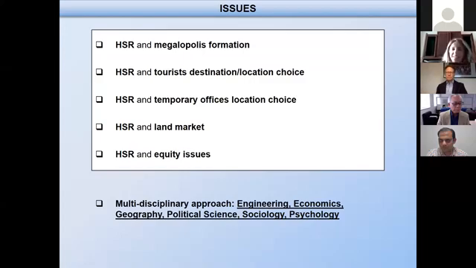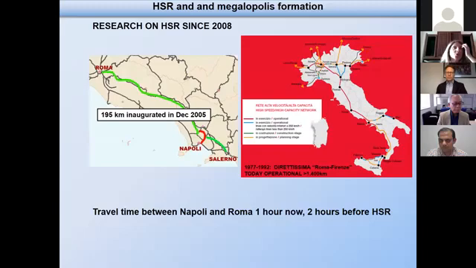So after saying this, let's say where the story starts. The story starts in 2008, when I myself was involved in a project studying what happened between Napoli and Roma after the inauguration of the high-speed section between them. Napoli and Roma is almost 200 kilometers, of course in Italy, where I am from. This is the high-speed rail network in Italy, and as you can see, it connects only the large metropolitan areas: Salerno, Napoli, Roma, Firenze, Bologna, Milano, Torino.